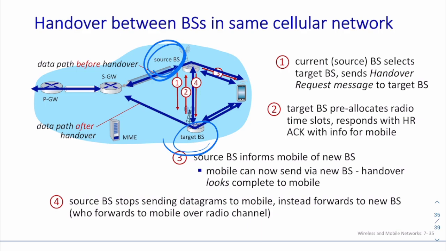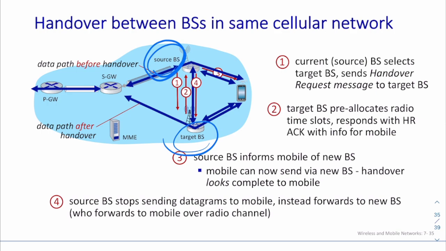Okay, let's see step number 2. So now both the source and the target BS know you are about to do handover. Okay, step number 3, the source BS informs the mobile of the new BS. So your source BS will inform your cell phone: okay, your signal strength is too bad, you need to hand over to a new cellular tower.